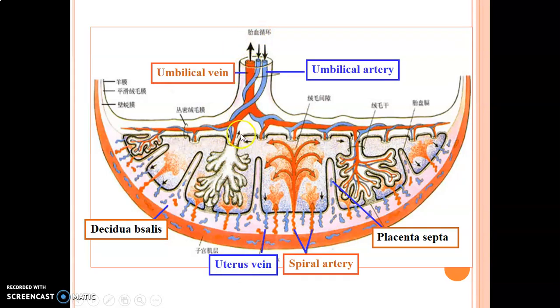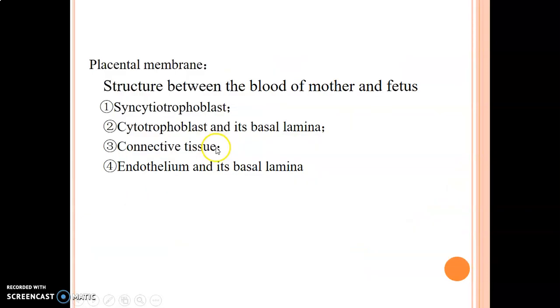You can see the cord coming to the placenta, and you can appreciate you have this decidua basalis. So this is the maternal, and this is the fetal surface that is smooth, and you can see the septa dividing the placenta into 15 to 20 cotyledons.